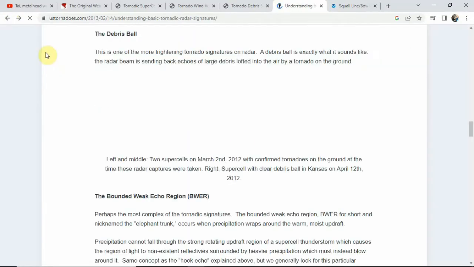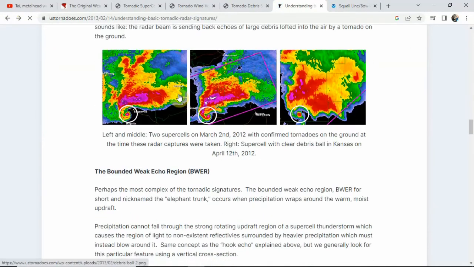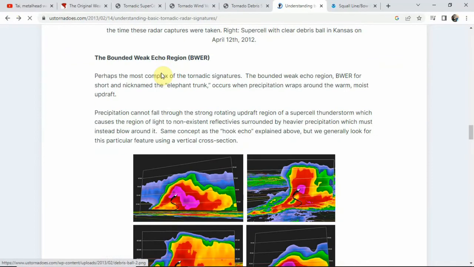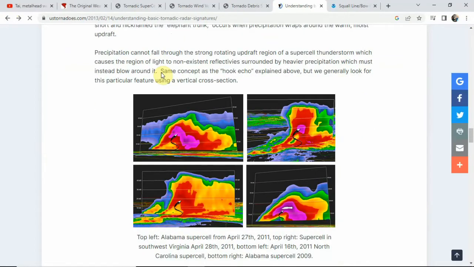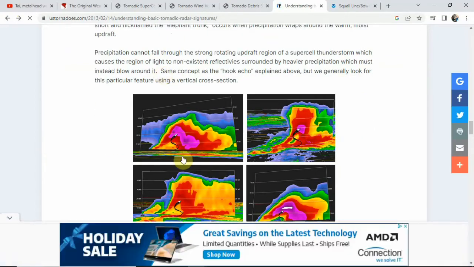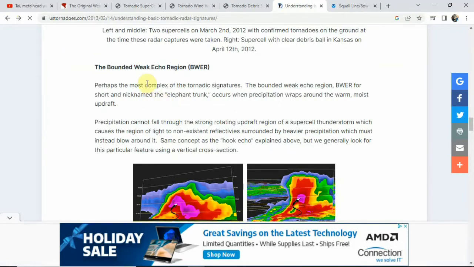So we'll backtrack here, and we'll actually take a look at a couple of other areas where we could look at potential tornadic activity here. And this one's a little bit more advanced. This one's called the bounded weak echo region, or BWER for short, or the elephant trunk. This is when we get what's most likely our most dangerous type of tornado. Storm chasers are very familiar with this.